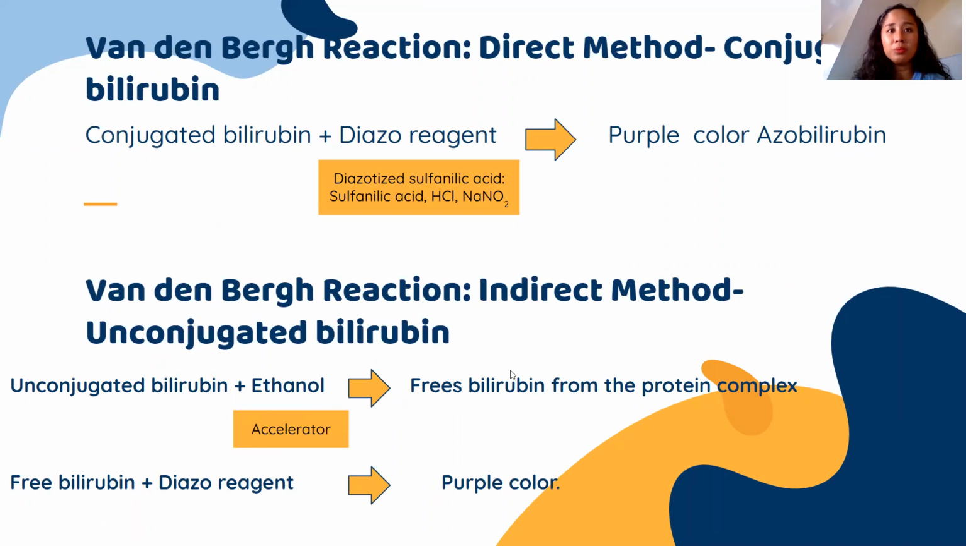Class, you need to remove or precipitate the albumin. Isn't it that your unconjugated bilirubin is attached to albumin? So you need to remove the albumin through the use of an accelerator, specifically ethanol. Once your bilirubin is truly free, you can add your diazo reagent, or diazotized sulfanilic acid, sulfanilic acid plus hydrochloric acid and sodium nitrite, which will produce a purple color. Did you get it, class? Unconjugated bilirubin, indirect method. Why? Because it needs an accelerator. The direct method is for measuring conjugated bilirubin. It's direct because there's no need for an accelerator.